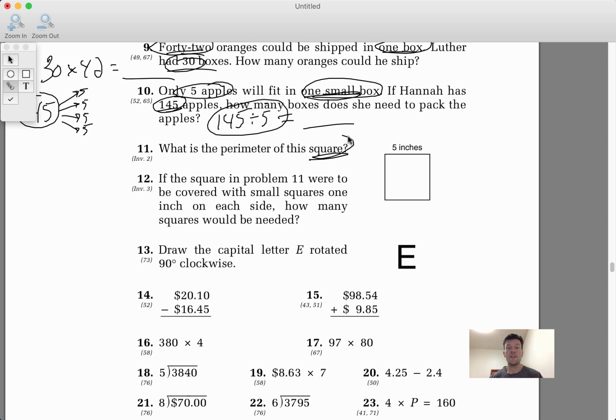Perimeter, this is a square. So the square, all 4 sides are equal in length. So all of these are 5. So you're just going to add up 5 plus 5 plus 5 plus 5.